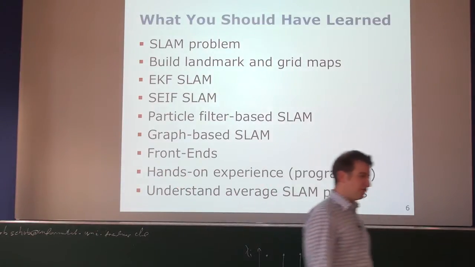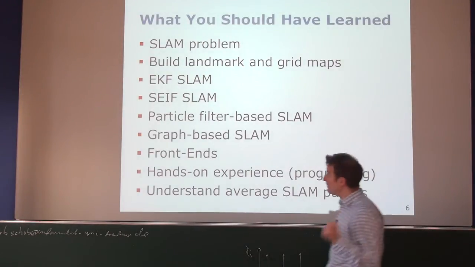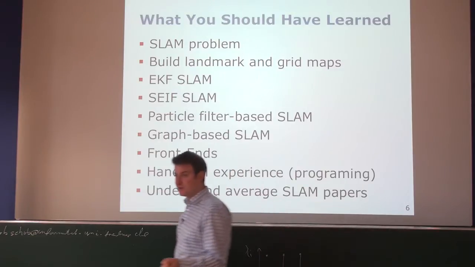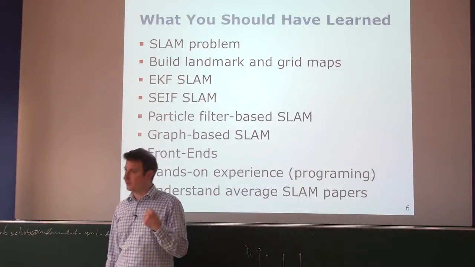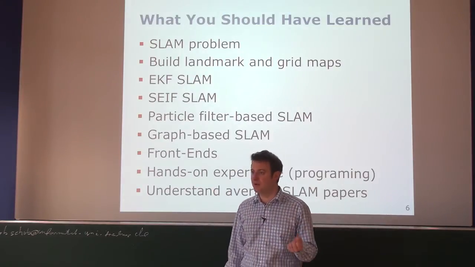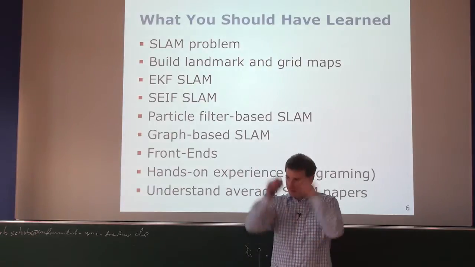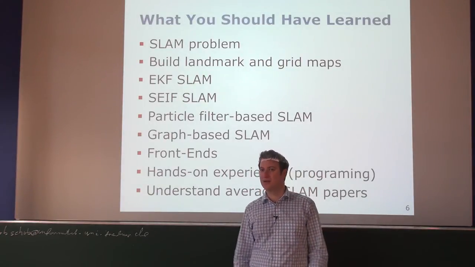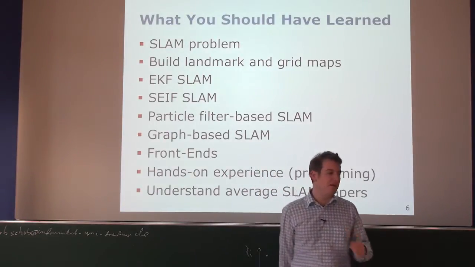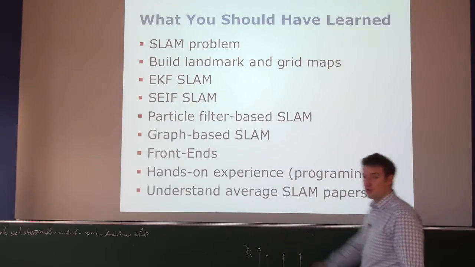Then we looked into the sparse extended information filter, so you should get an idea what the key advantage was, why we moved from the EKF to the sparse extended information filter. The constant time or nearly constant time algorithm was a huge gain compared to the quadratic complexity that the Kalman filter has per iteration for n landmarks, because we have to maintain the full matrix over here. Then we looked into the particle filter-based approaches, so you should know what a particle filter is.